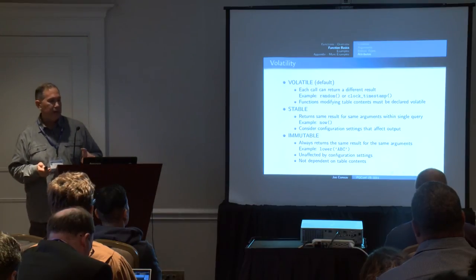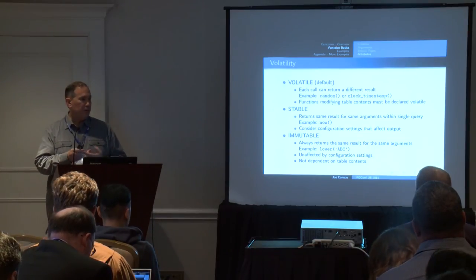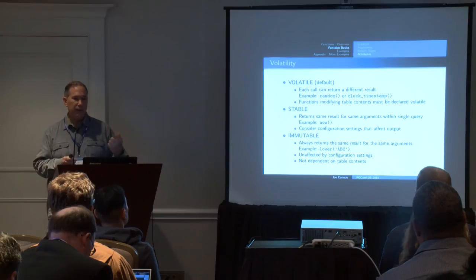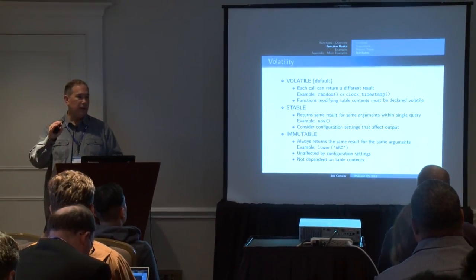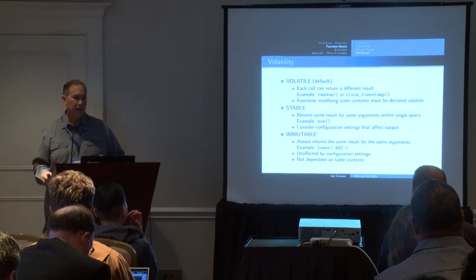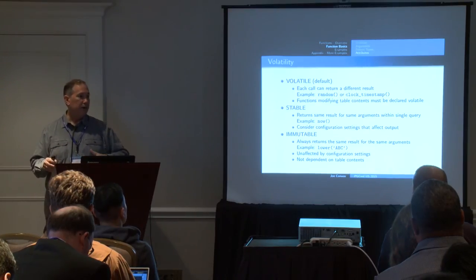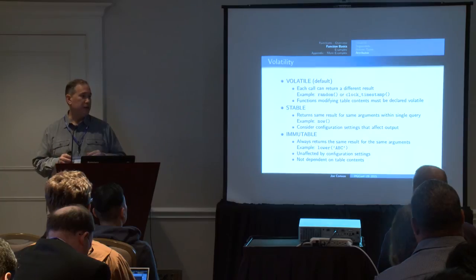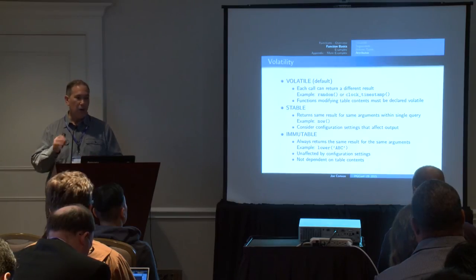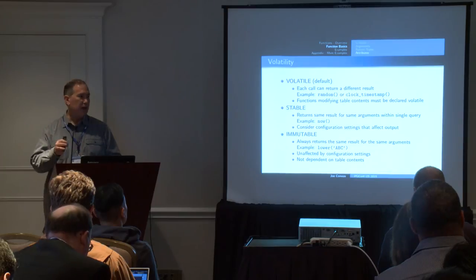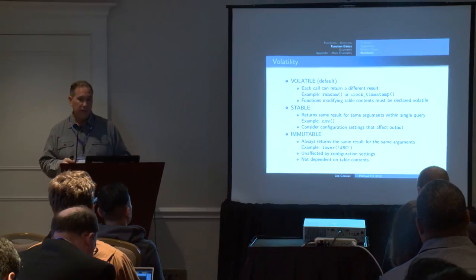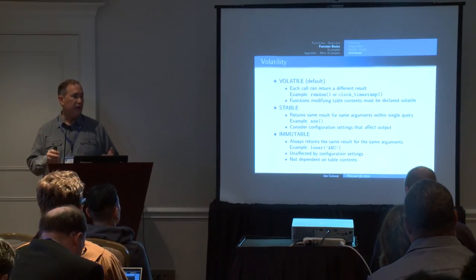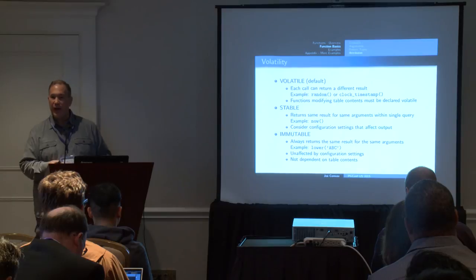Volatility, this is an important concept. Certain functions will provide a different result every time you call them, even within one SQL statement. That's a volatile function. Certain functions are stable, meaning within a given SQL statement, with the same set of arguments, it's always going to produce the same result. But from one call to another, that same function may produce a different result. And an immutable function is one that always produces the same result for the same arguments. If you want to create an expression index over a function, it's got to be immutable. You can't have your index spitting out a different value next time you call it.